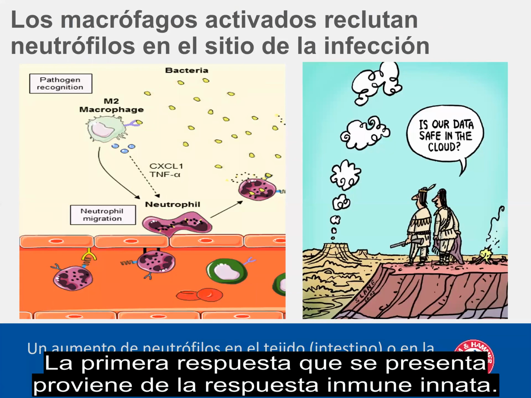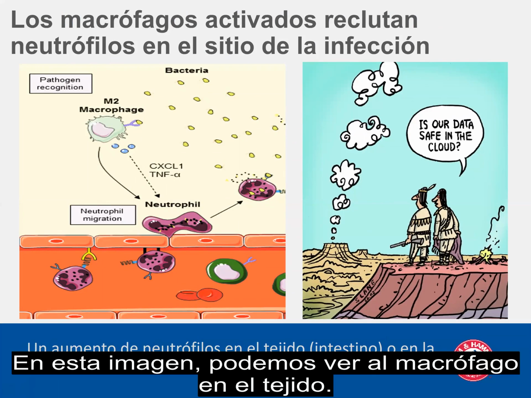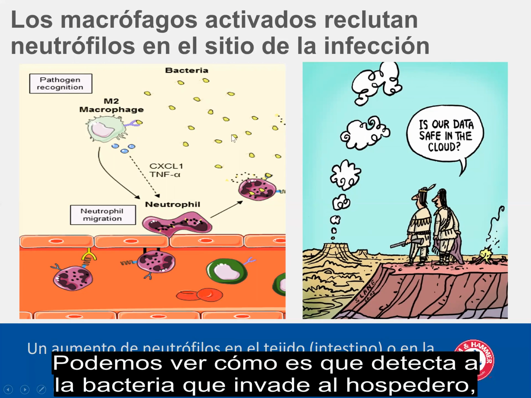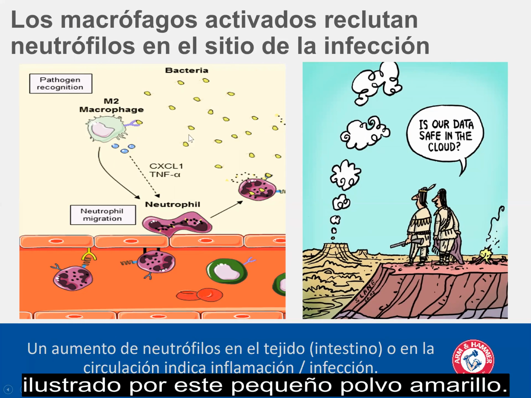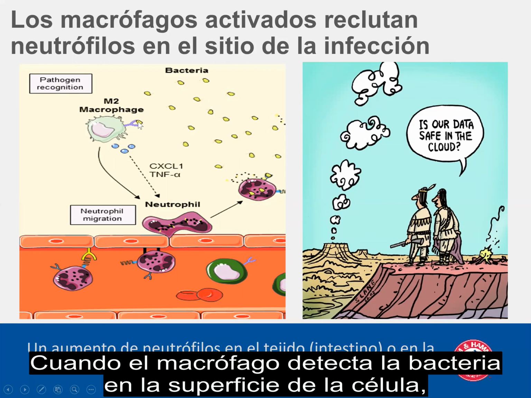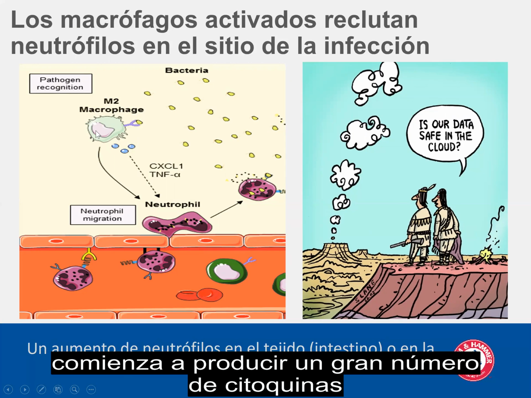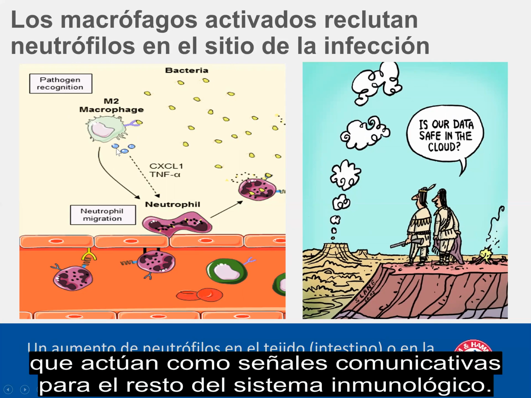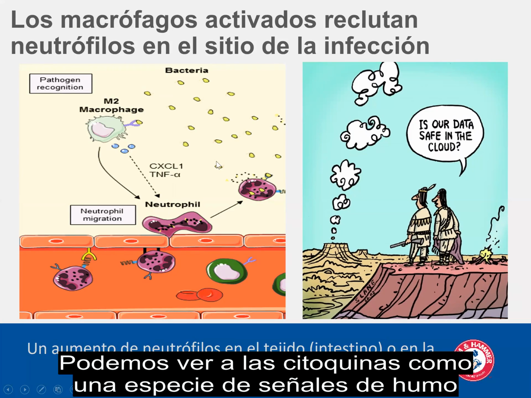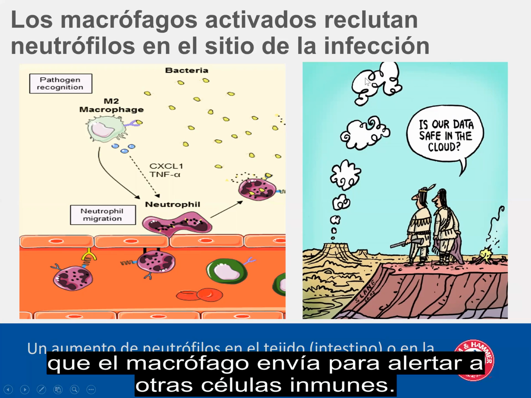So the first response that happens, of course, happens from the innate immune response. And in this schematic, we have a macrophage here in tissue, and it detects the bacteria that are invading the host, here represented by the little yellow dots. And when it detects that on its cell surface, it starts to produce a series of cytokine molecules, or cytokines, that act really as communication signals to the rest of the immune response.